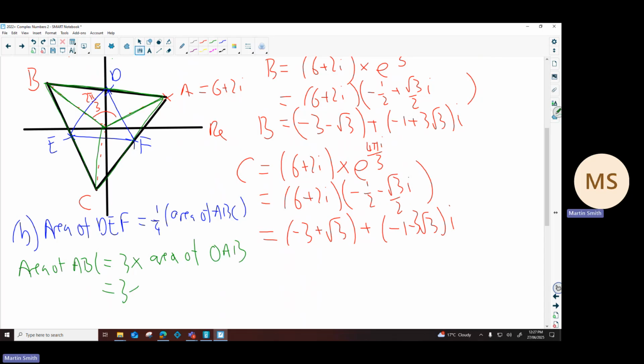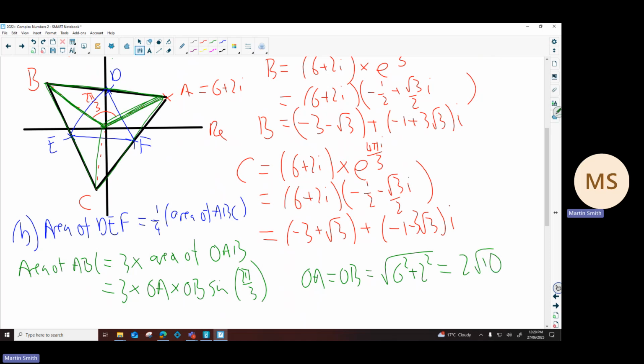And that I can do okay, because the length of these 2 sides here is just the distance from O to A, which is the modulus of complex number A. So I'm going to use a half ab sine C, half of the length of OA times the length of OB times the sine of the angle between them, which we know is 2 pi over 3 radians. But OA and OB are the same thing. They are the modulus of the original complex number, which is the square root of 6 squared plus 2 squared, which is root 40 or 2 root 10.